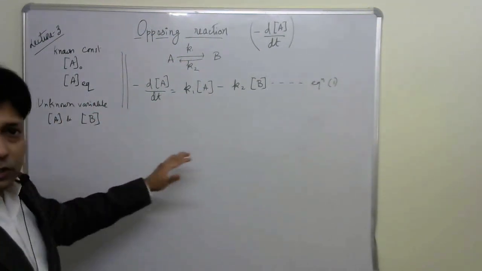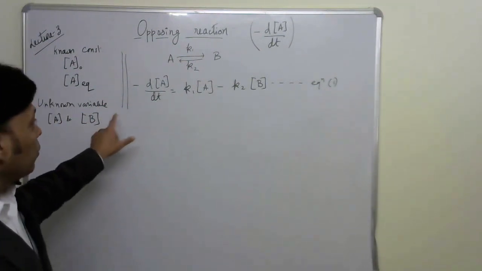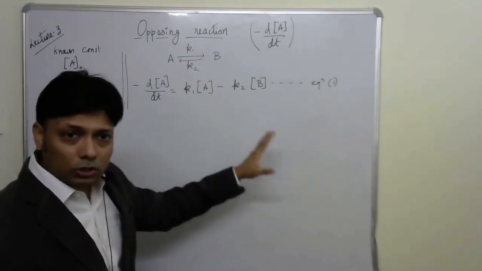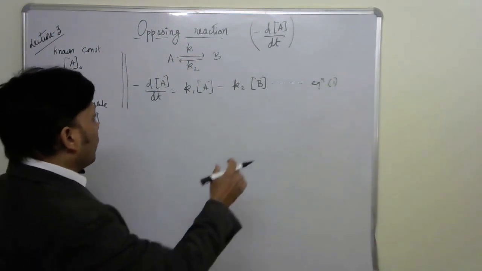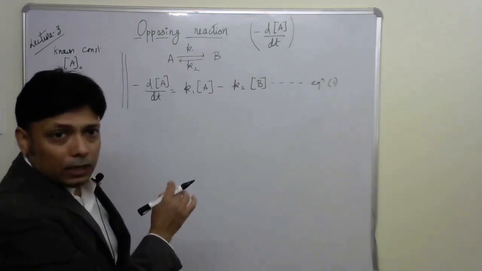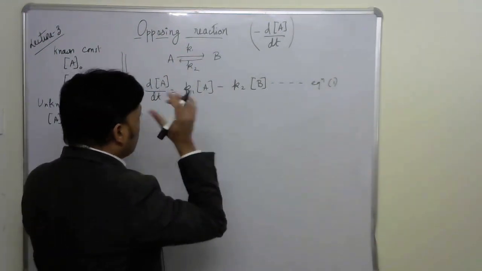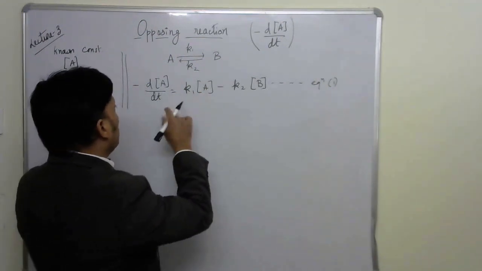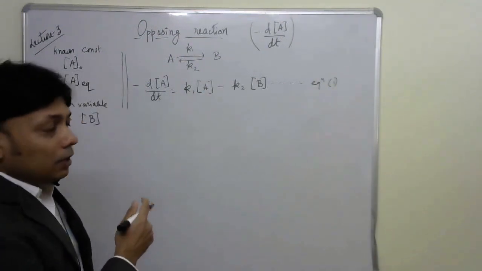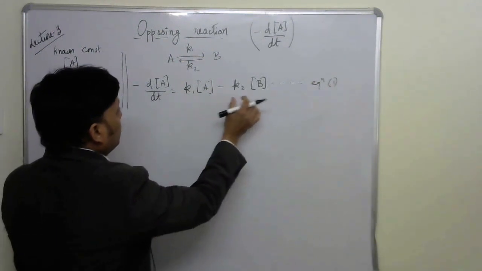Now A and B obviously are the unknown variables, and that's why we cannot integrate this equation directly. So therefore we have to convert B in terms of A, so that we have only one unknown variable with respect to time. We can integrate that. So the question is, what is the relationship between A and B?